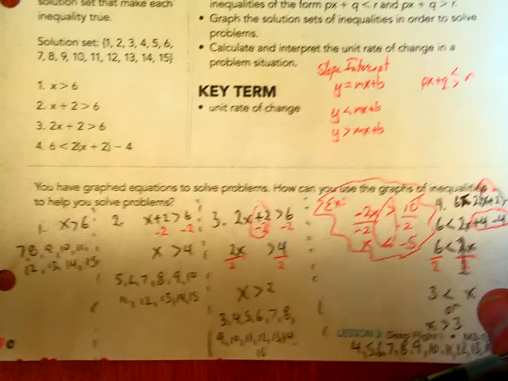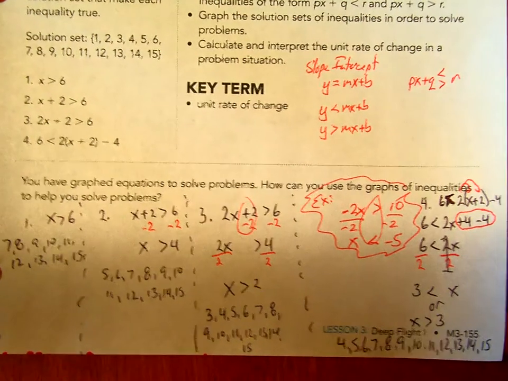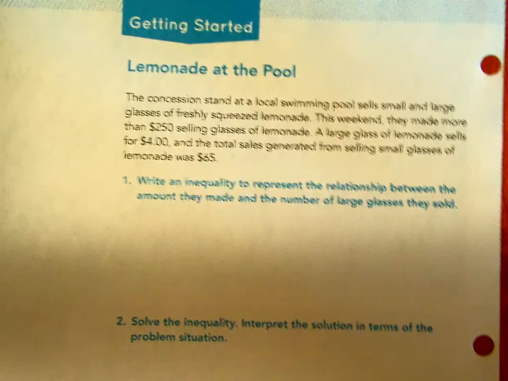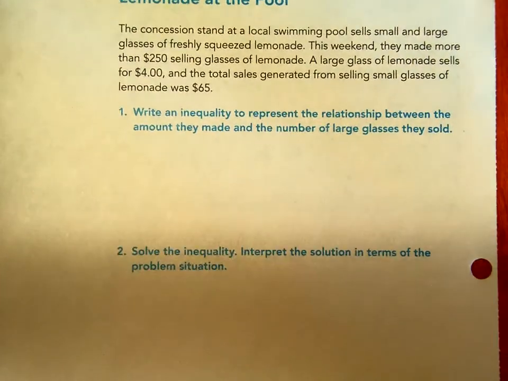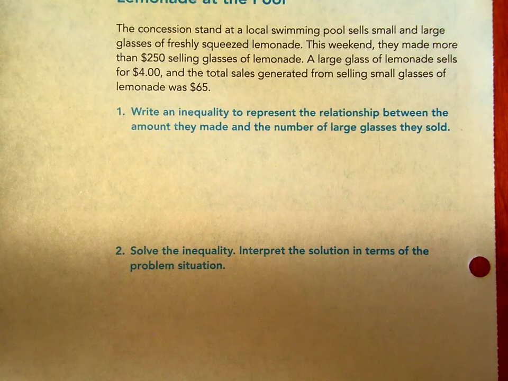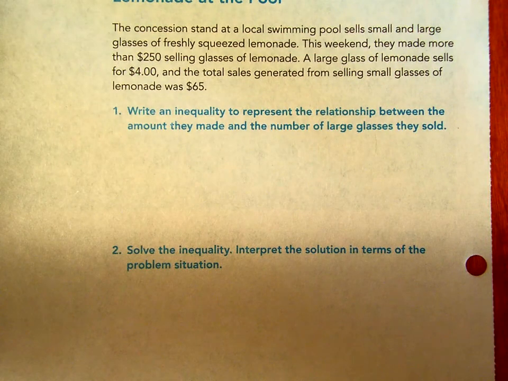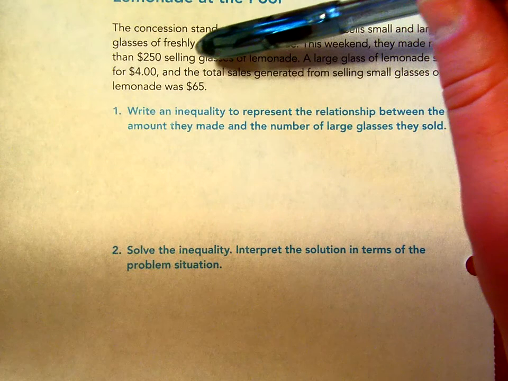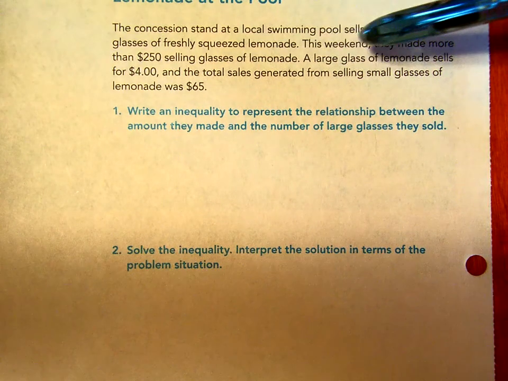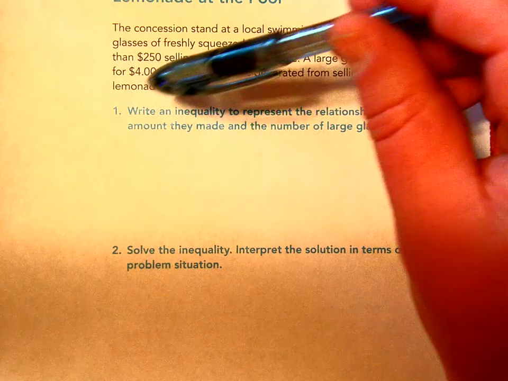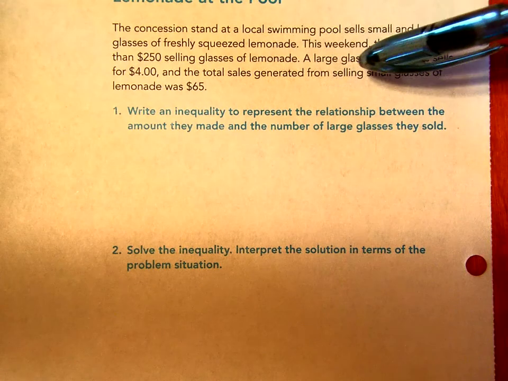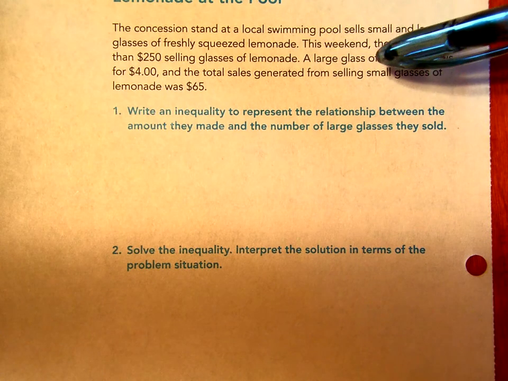All right, let's take a look at page 156, lemonade at the pool. A concession stand at a local swimming pool sells small and large glasses of freshly squeezed lemonade. This weekend, they made more than $250 selling glasses of lemonade. A large glass of lemonade sells for $4, and the total sales generated from selling small glasses of lemonade was $65.